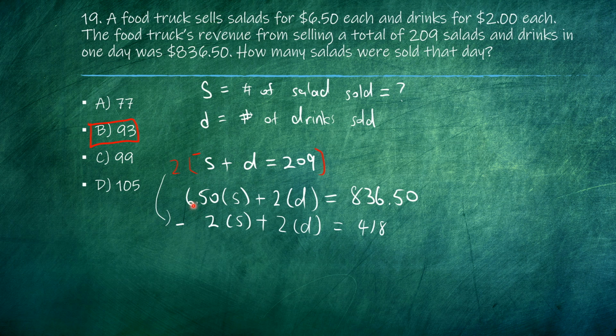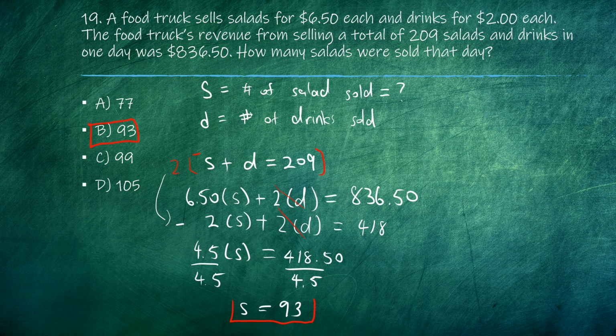So this becomes 6.5 minus 2, which is 4.5S, and these two will cancel out. And this becomes, once you plug it into your calculator, 418.50. So we can divide both sides by 4.5, and S is 93 once you plug it into your calculator, which is our answer.